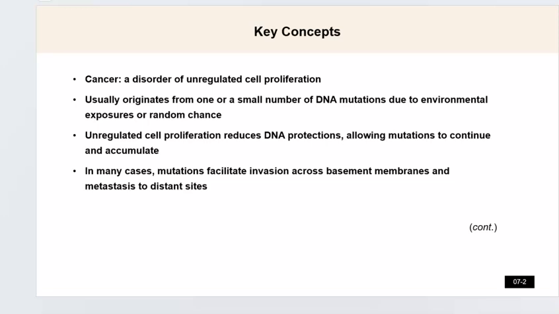Key concepts. Cancer is essentially unregulated cell proliferation. So our cells are turning over and creating these tumors that are not normal and they're bad. They usually originate from one or a small number of DNA mutations due to environmental exposures or just purely by random chance. Unregulated cell proliferation reduces the DNA protections, and that allows the mutations to continue to grow and accumulate. In many cases, mutations facilitate invasion across basement membranes and metastasize to different sites.